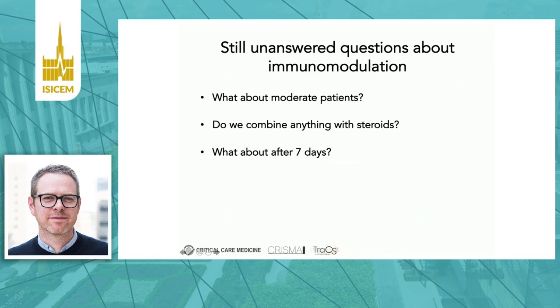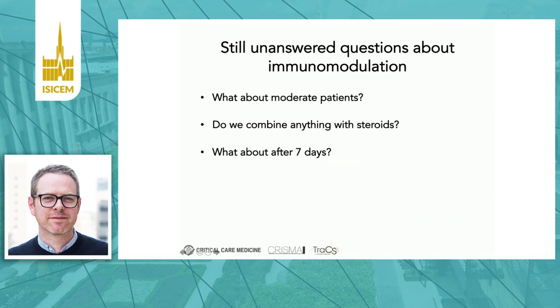So I guess it's worth thinking, well, what are the unanswered questions? If our patients who are severe are all getting Decadron or hydrocortisone or Solumedrol, what else do they need? And so when we think about who was included in those trials, of course, moderate patients were not tested. And so what about immune modulation in the moderate patients? At the same time, should we combine anything with steroids?